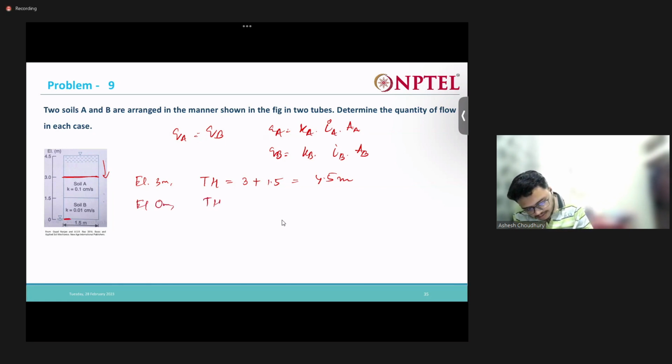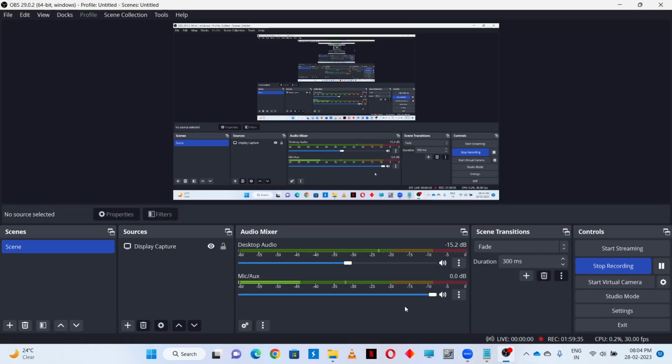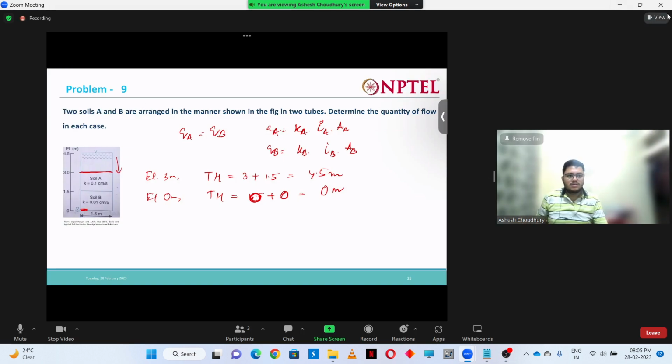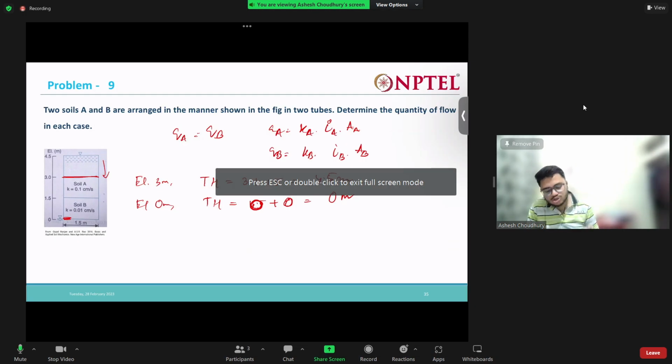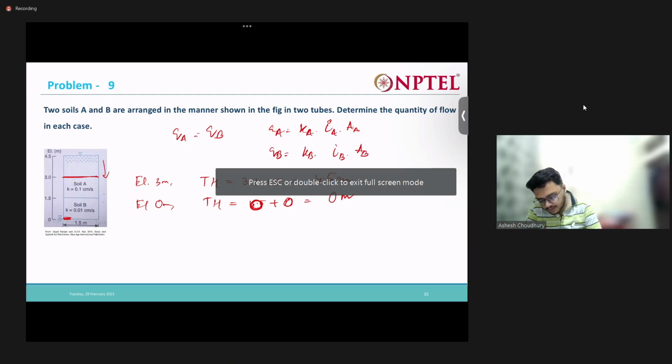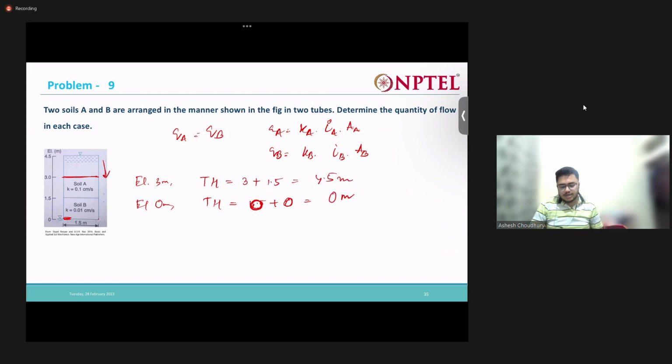Now what is my total head here at elevation 0 meter? Sorry, elevation head is 0, pressure head is 0, so total head is 0. So a total head loss of 4.5 meter is occurring from here to here.